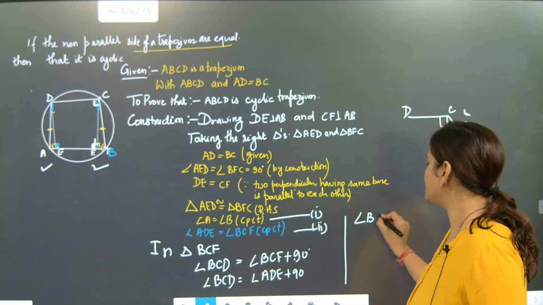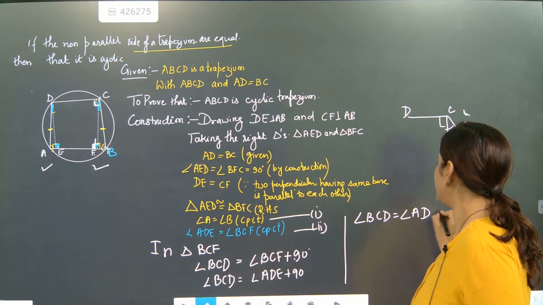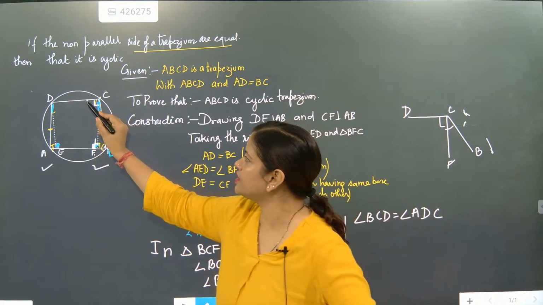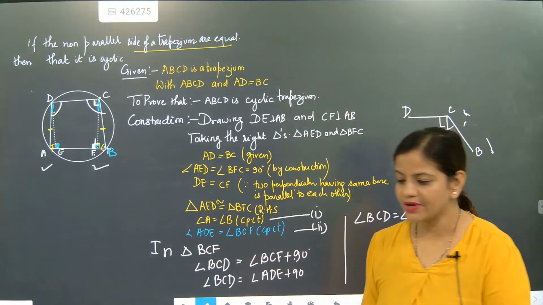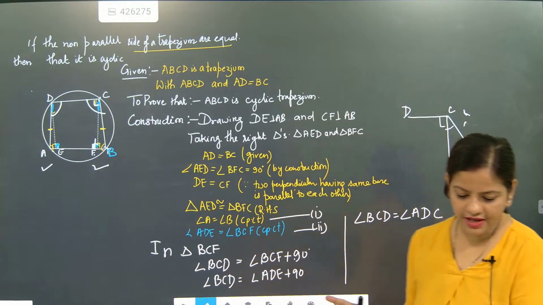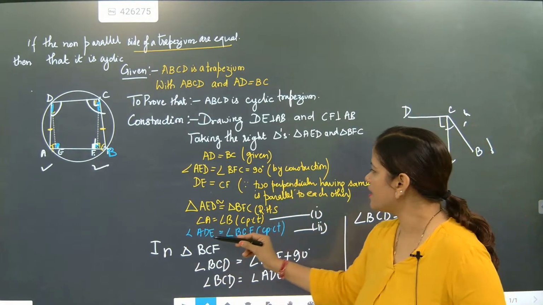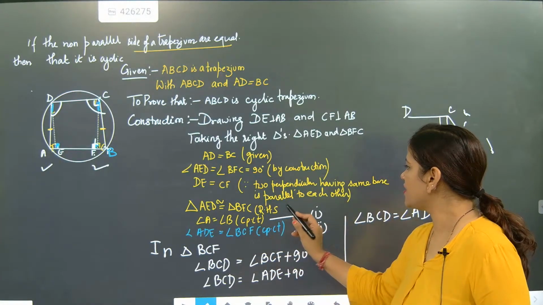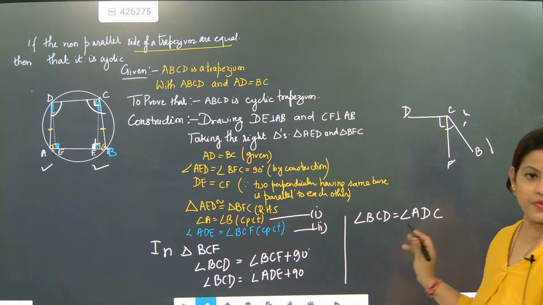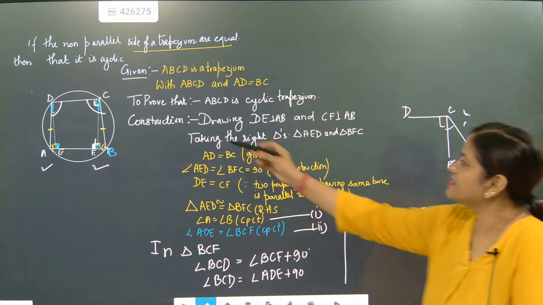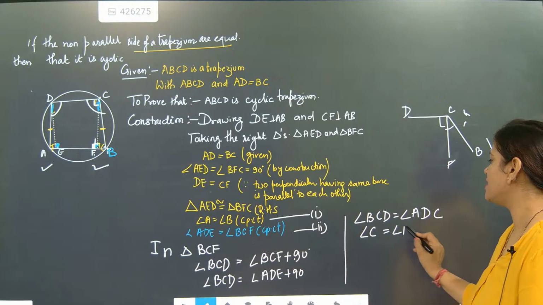That means angle BCD is equal to angle ADC. That is, this total angle is now equal to this angle. Understood? And we already know that angle A is equal to angle B. Just now we proved this, equation 1. And now we have proved angle C is equal to angle D, equation 2.